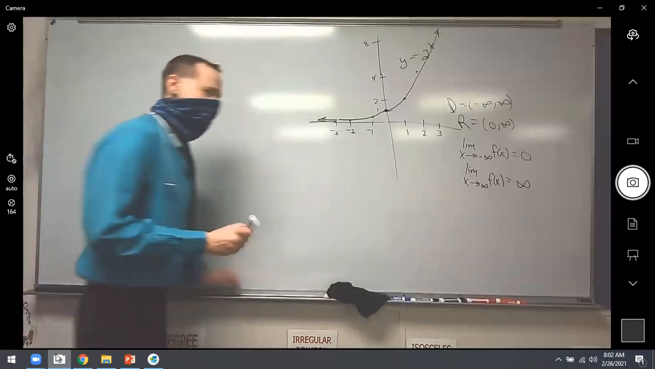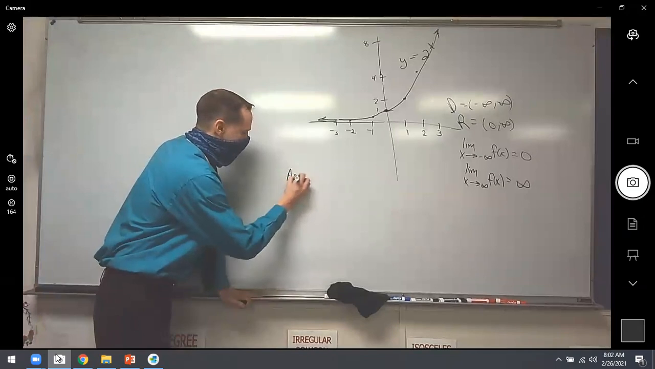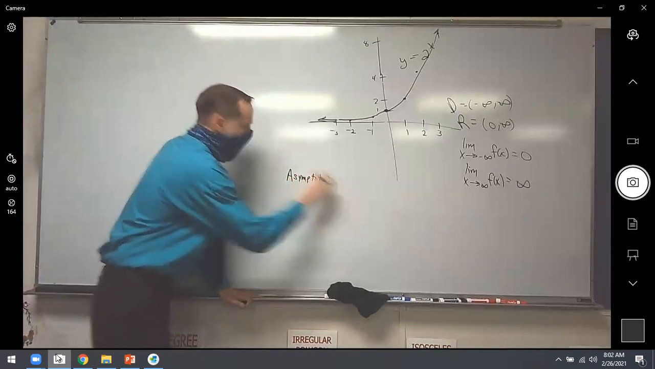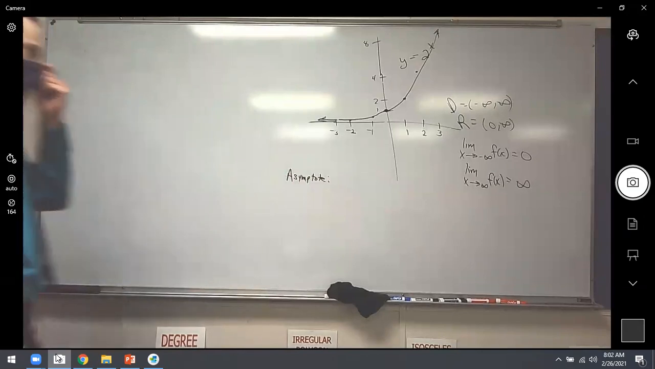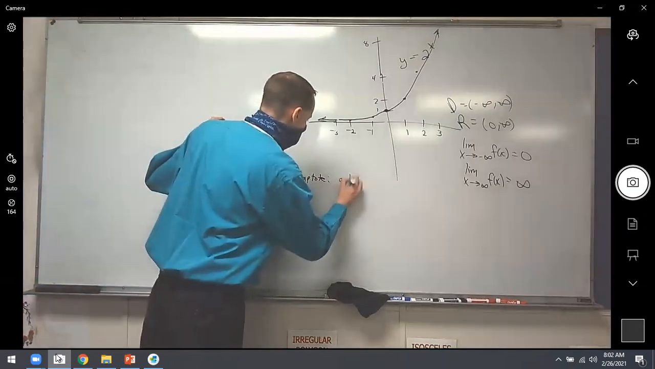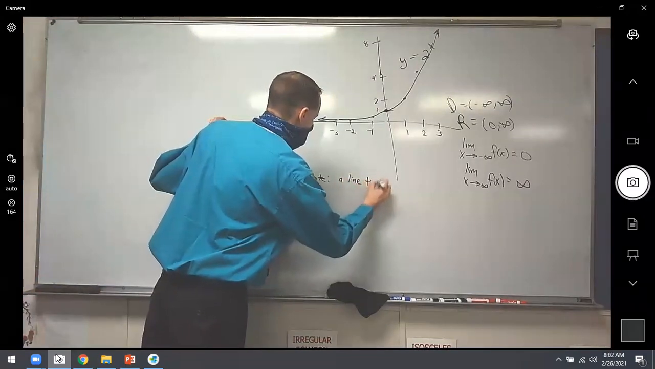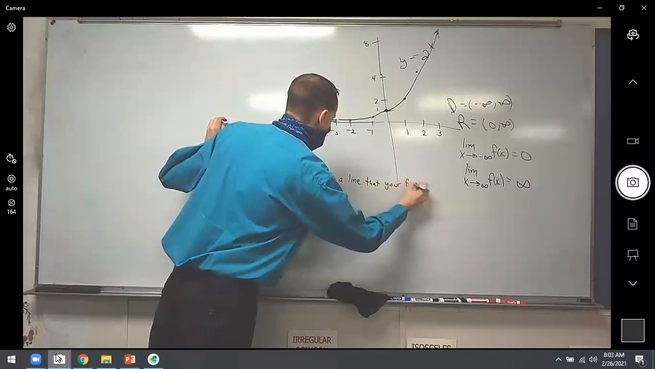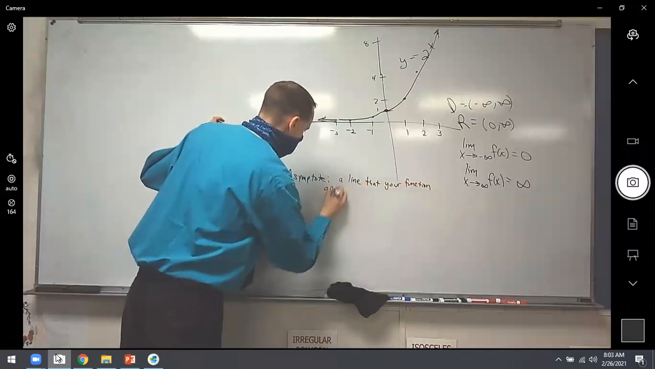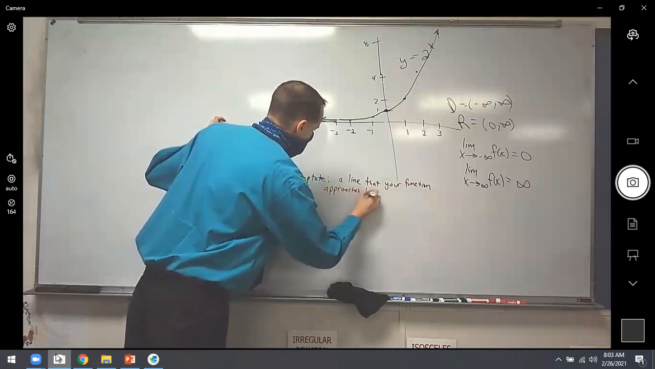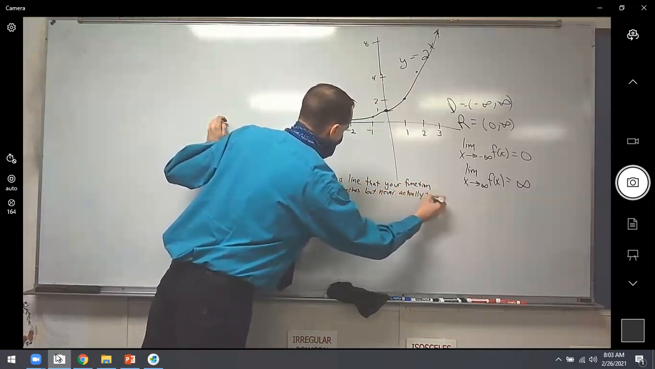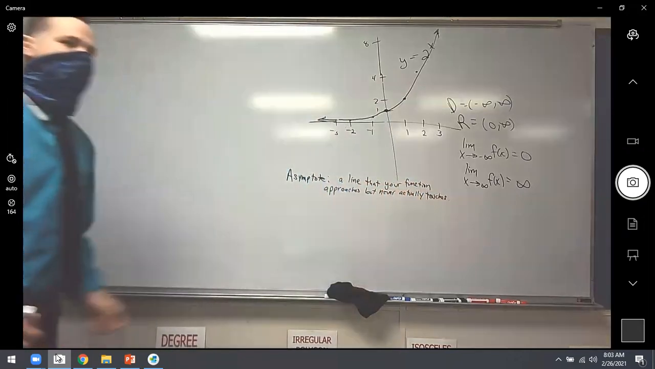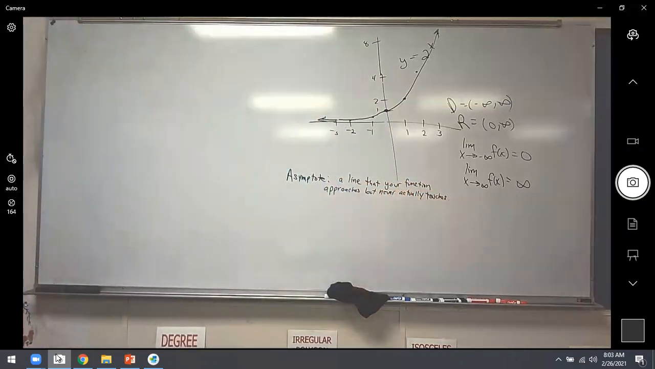And I think this is the first time we've actually encountered this term, so I better darn well define it. An asymptote. Let's define an asymptote, because we haven't really encountered that too much yet. An asymptote is a line that your function approaches but never actually touches. That's a big term right there. We'll be talking about that a lot in the future. Asymptote: a line that your function approaches but never actually touches.